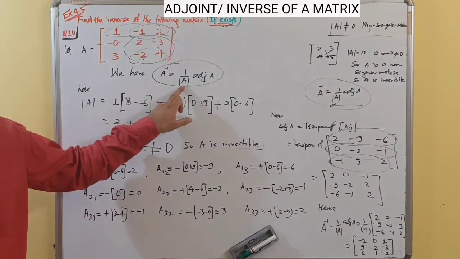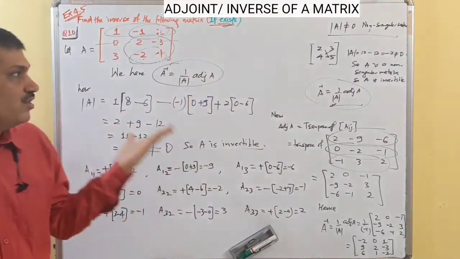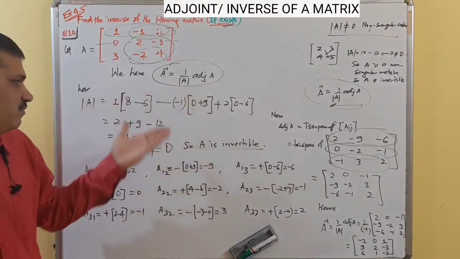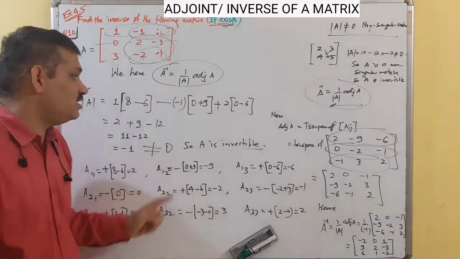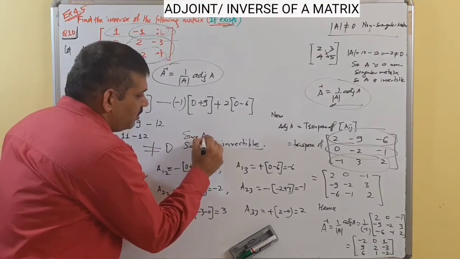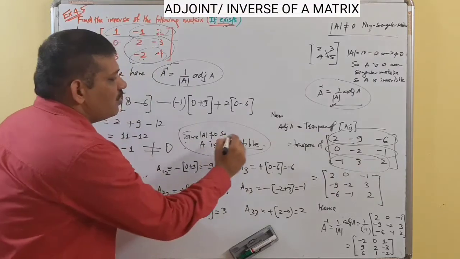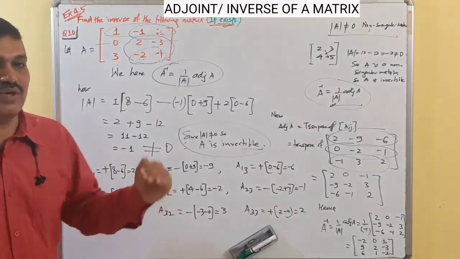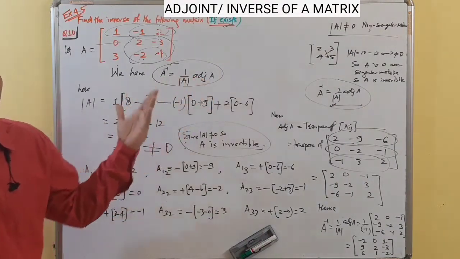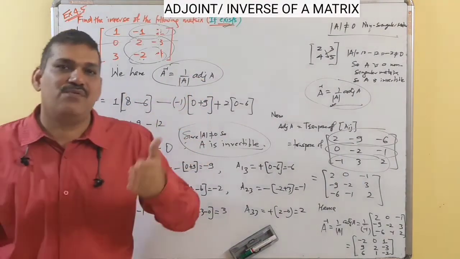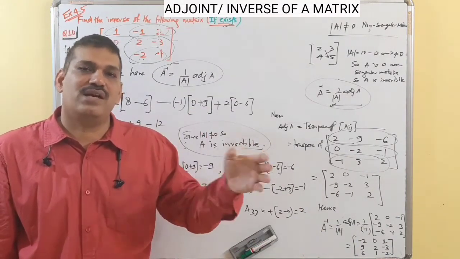So to find A inverse, what do we do? First of all, we need to check whether it is invertible or not, whether the inverse exists or not. So first we find the value of determinant A, which must be non-zero, and here we will write this line: since determinant A is not equal to 0, A is invertible, so A inverse exists. Now we will proceed to find A inverse. We need adjoint of A. What is adjoint A? Adjoint A is the transpose of the cofactor matrix.